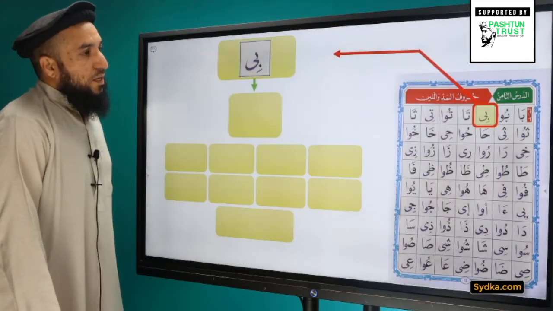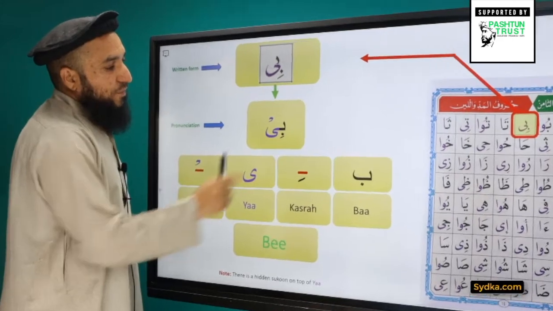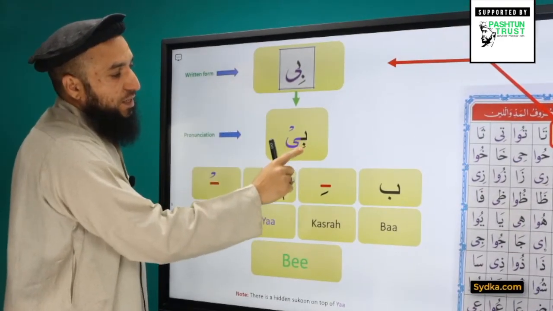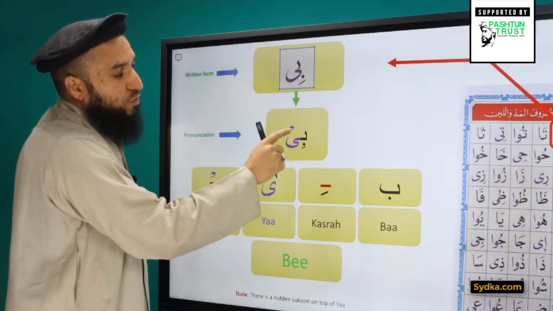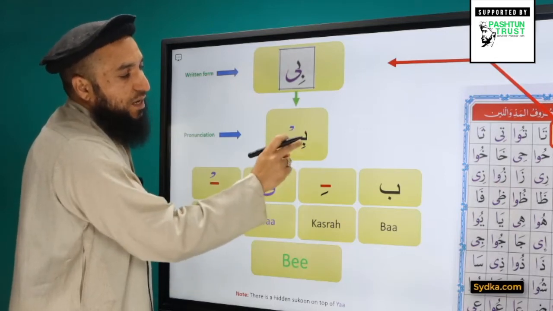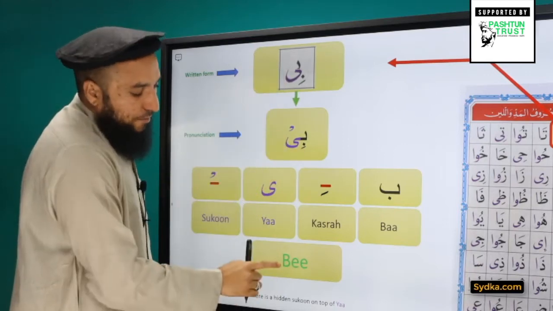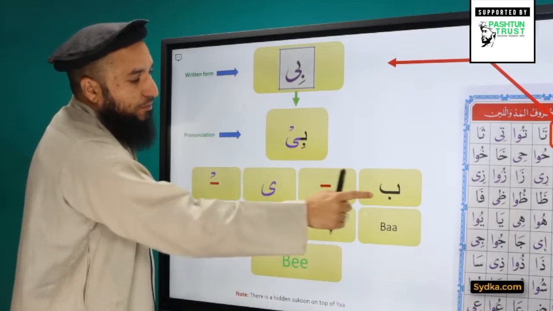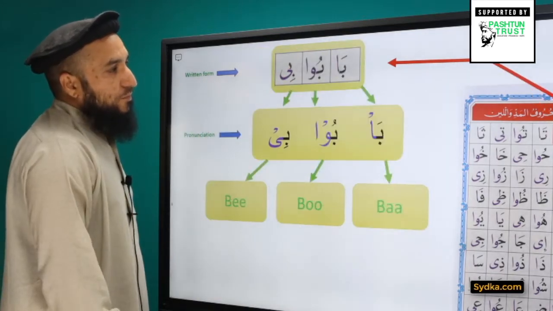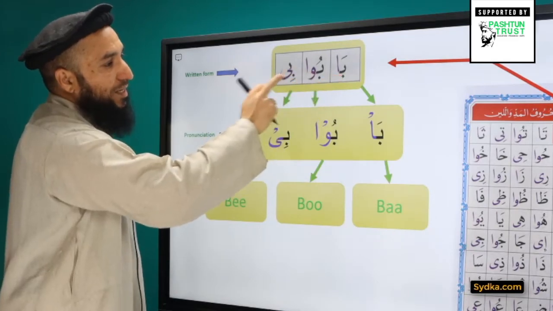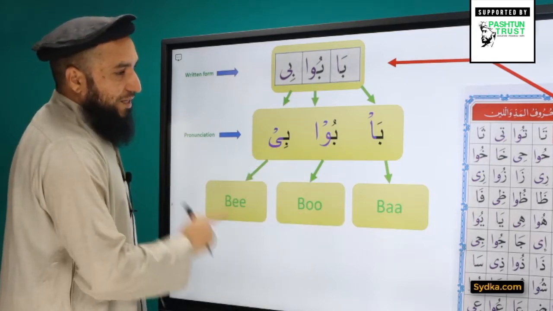The third syllable we have is ba kasra ya sukoon, with a hidden sukoon again here. As a written form, ba, which is a light letter, has kasra underneath, and ya has a hidden sukoon on it: ba kasra ya sukoon bee. Whenever we have any letter which has kasra underneath and it is followed by ya, it will be prolonged for 2 counts. Ba kasra ya sukoon bee, ba kasra ya sukoon bee, ba bee.